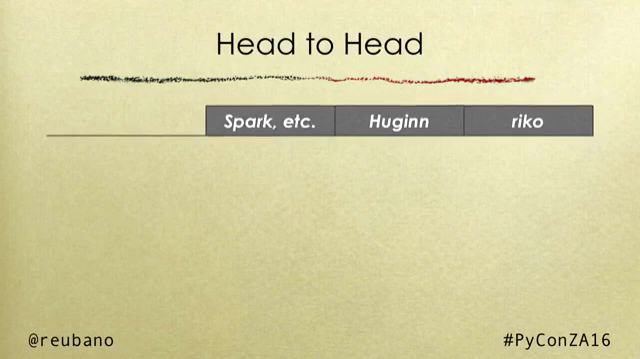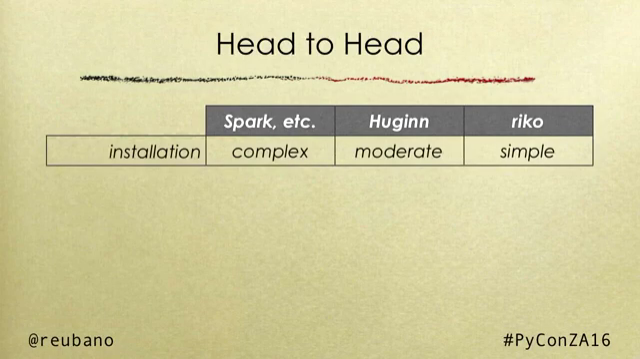Okay, so now I want to show you the differences between Riko and some of the other stream processing libraries that you may have heard of. First, just looking at installation. If you have ever used Spark or Storm or any of those other ones, the installation method is quite complex. You usually have to install Java. You sometimes have to run a cluster. You can see in the Hadoop case, you can't even run it within Python. You need to use the command line.